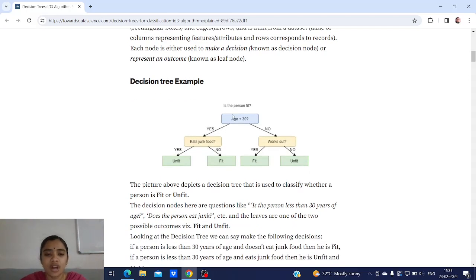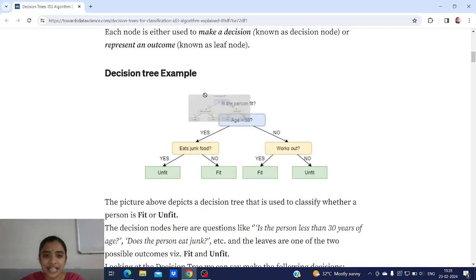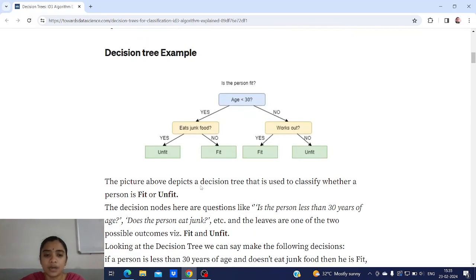Okay, first if you observe, this is a decision tree example. So if you observe, age less than or equal to 30 is the root node, and the remaining are sub branches, okay, sub nodes, and the last nodes are the leaf nodes. The leaf nodes do not consist of any other sub nodes.